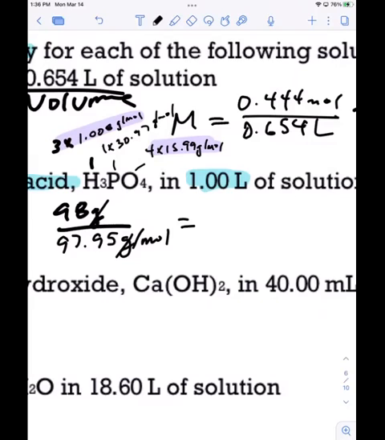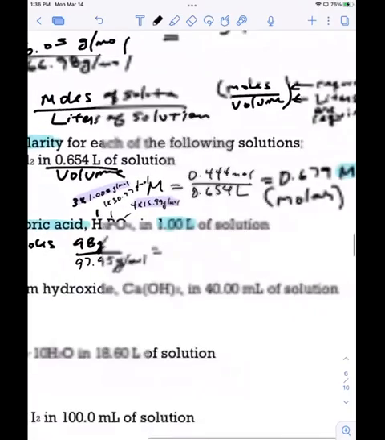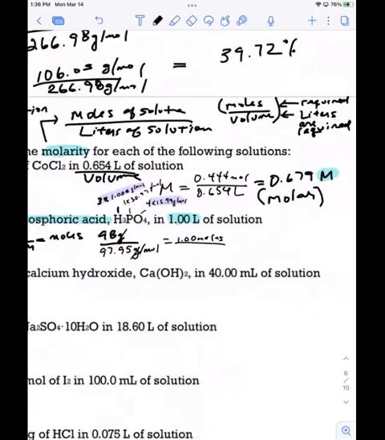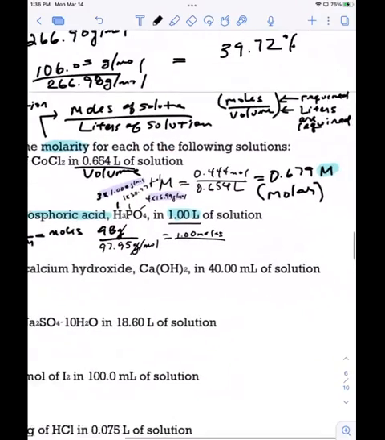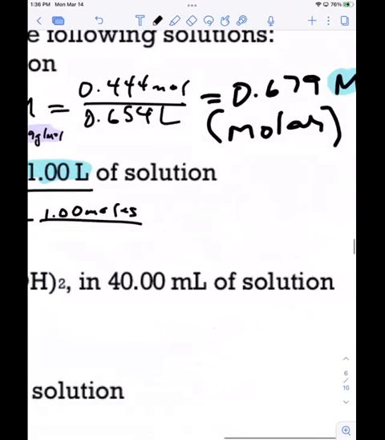Is that right? Yes, sir. You get 1.000. All right, so we're just gonna say 1.00 moles. All right. So now we're good. We got our moles. We know our volume, which is 1 liter. This is all academic.